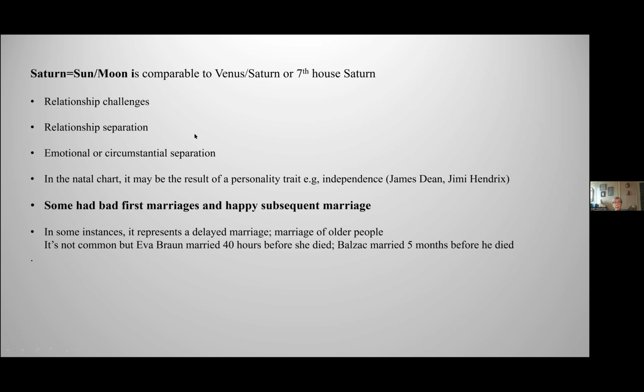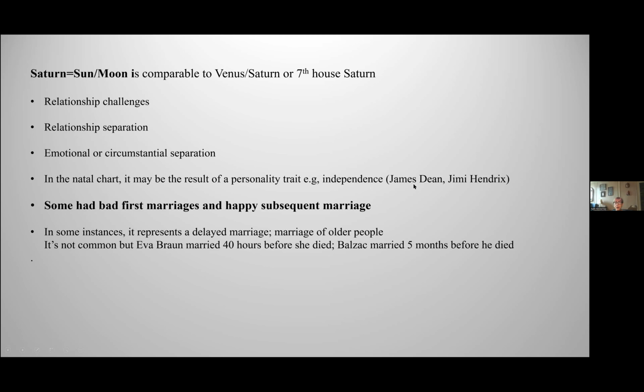And I also want to make the point that the separation can be circumstantial when there is a bicoastal relationship or one works days and the other works nights. Those are also Saturn Venus and Saturn Sun Moon examples, not so much seventh house. In a natal chart, it can be the result of a personality trait. In other words, that emotional or circumstantial separation can be the result of a personality trait if the person is extremely independent.